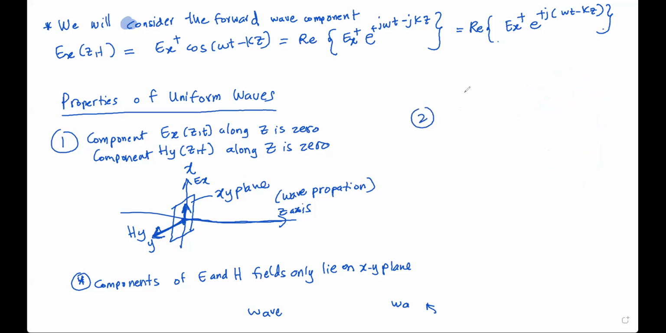Right, so the direction of the electric field and the magnetic field will be perpendicular to each other. That is the second property. So how can we mathematically prove that? We can mathematically prove that. I will quickly do that.